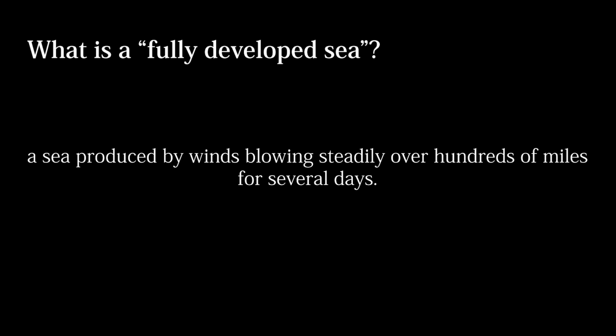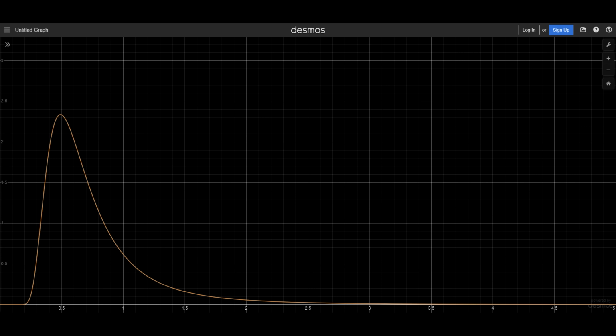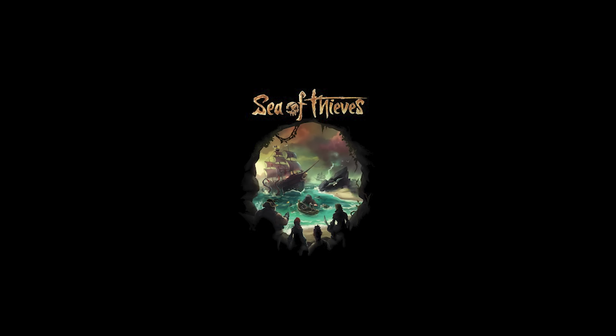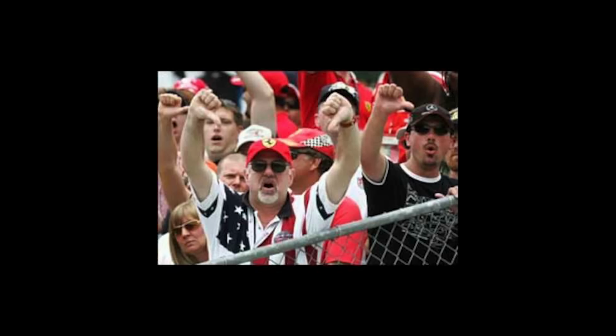We define a fully developed sea as a sea produced by winds blowing steadily over hundreds of miles for several days. Tessendorf makes use of the Phillips spectrum, which takes a single parameter as the wind speed. The greater the wind speed, the greater the largest possible wave. As far as I'm aware, Sea of Thieves also makes use of the Phillips spectrum. It turns out the Phillips spectrum kind of sucks.